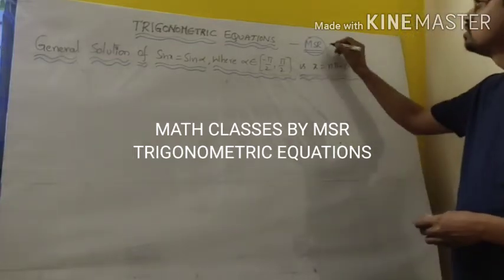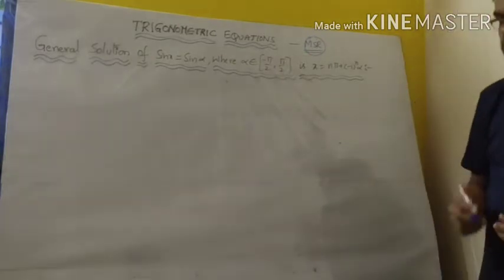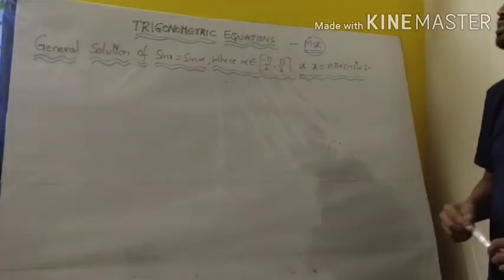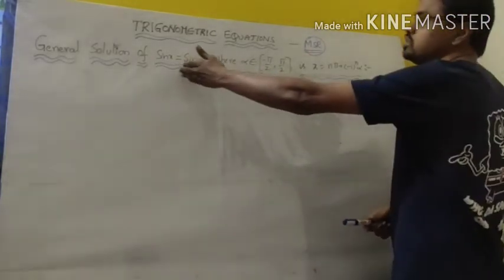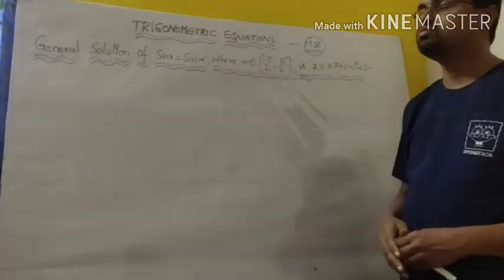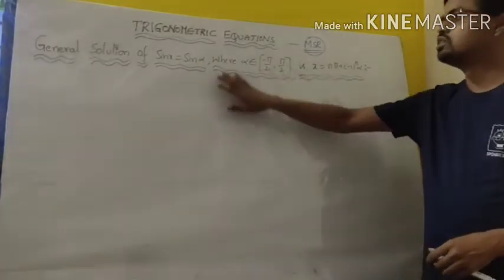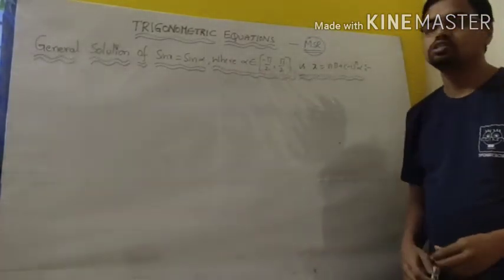This is MS sir. Today we are going to discuss a topic called trigonometric equations. We are going to discuss the general solutions of sin x equals sin alpha, cos x equals cos alpha, tan x equals tan alpha. Along with that, we are going to discuss some problems based on these general solutions.